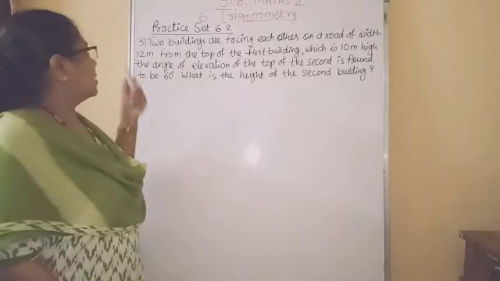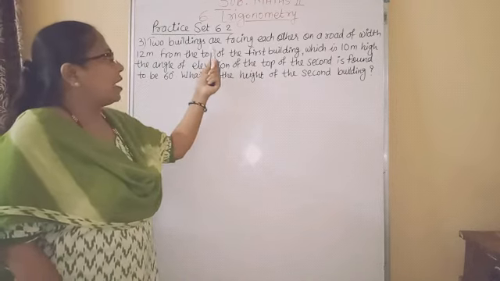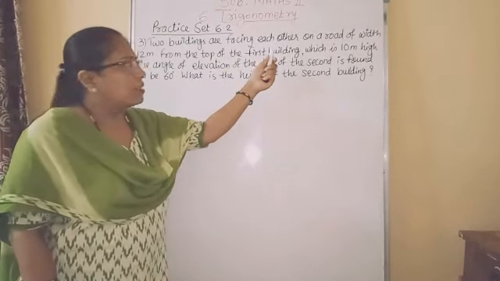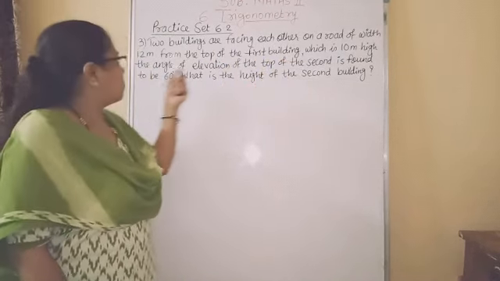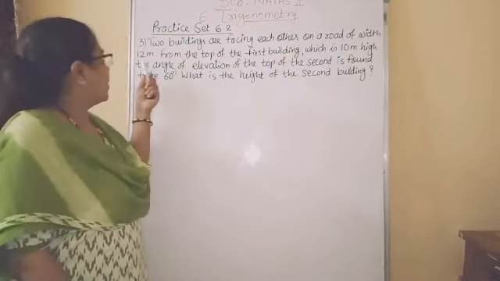Now question number 3. Two buildings are facing each other on a road of width 12 meters. From the top of the first building, which is 10 meters high, the angle of elevation of the top of the second is found to be 60 degrees. What is the height of the second building?